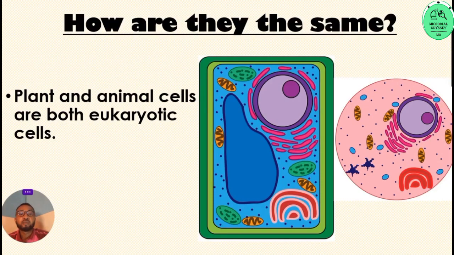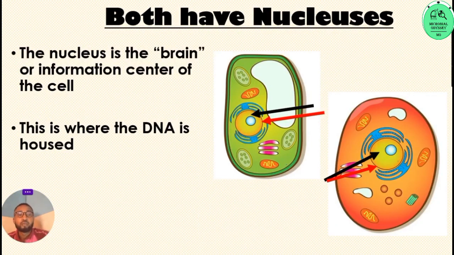So how are they similar? How are they the same? Now, when you look at the initial introduction where we talked about the eukaryotes and the prokaryotes, we came to a conclusion that both the plant and the animal cells are eukaryotic cells. Then they both have the nucleus. The nucleus is the brain or the information center of the cell.